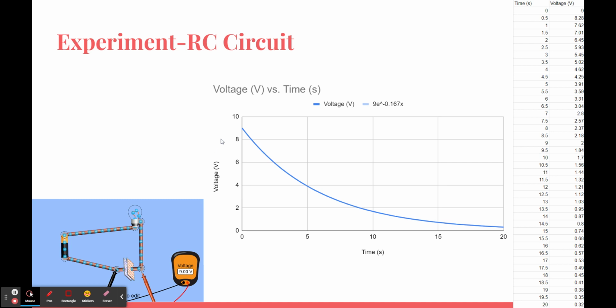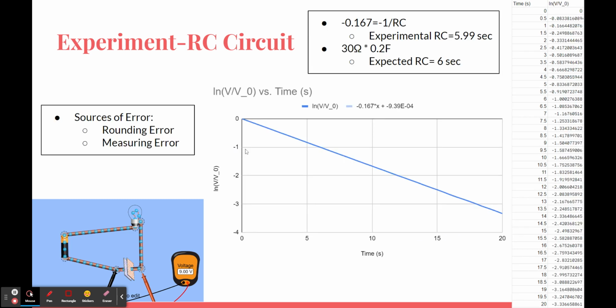Here you can see our experimental data. This is just the voltage versus the time. This was calculated over a period of 20 seconds with 0.5 second intervals, and the voltage went from 9 all the way to 0, which can be seen here as an exponential graph. When you take the ln of that to do linearization, you get all this data over here, and your experimental RC comes from the slope equals -1 over RC. That's how we got 0.599 seconds.